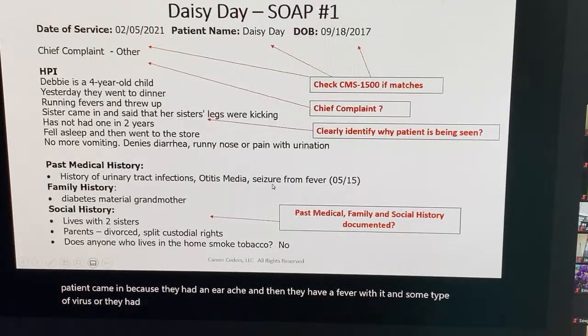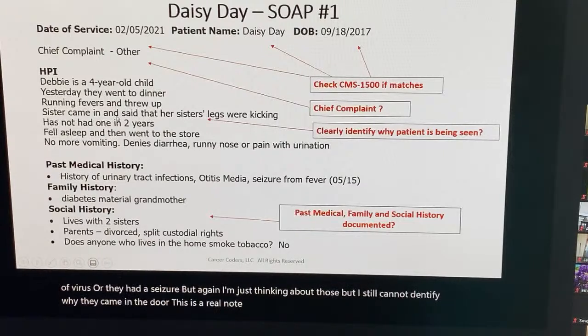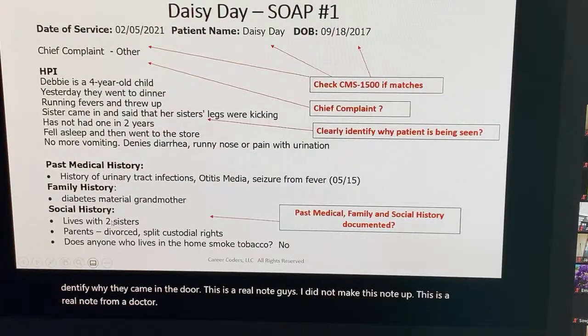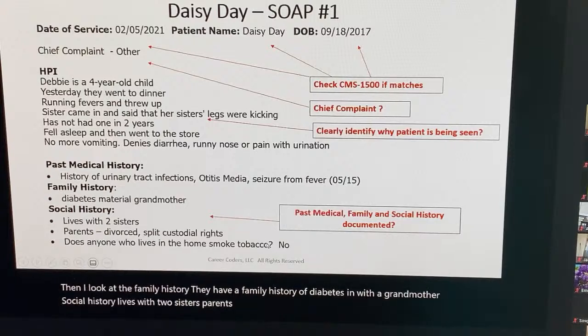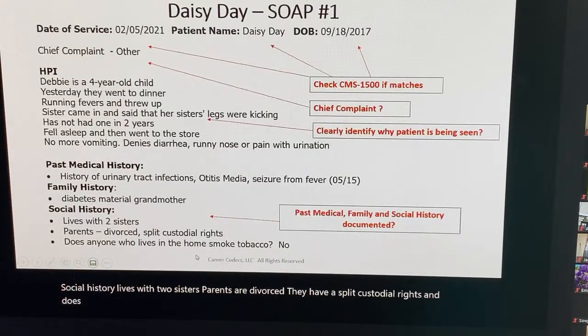But again, I'm just thinking about those, but I still cannot identify why they came in the door. This is a real note, guys. I did not make this note up. This is a real note from my doctor. Then I look at the family history. They have a family history of diabetes with a grandmother. Social history of lives with two sisters. Parents are divorced. They have split custodial rights. And they always ask if anyone smokes in the house, and the answer is no.